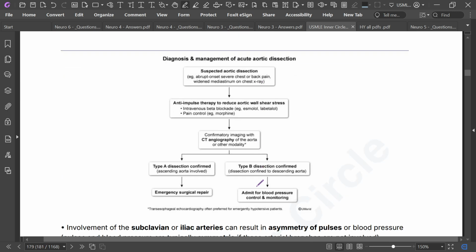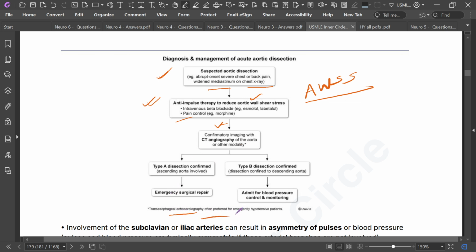If we look at this flowchart, if somebody comes with acute aortic dissection, like abrupt onset severe chest pain, back pain, widening mediastinum on chest X-ray, start with anti-impulse therapy like beta blocker, esmolol, to reduce aortic wall shear stress. Beta blocker and pain control, then confirmatory imaging, CT angiography of the aorta or other modality, or transesophageal echo.